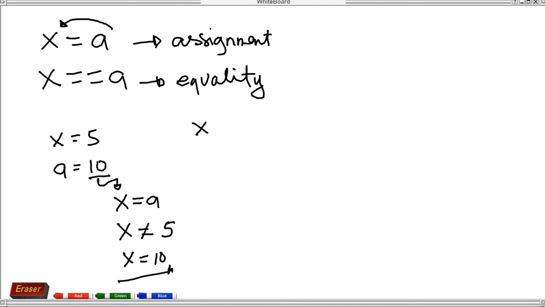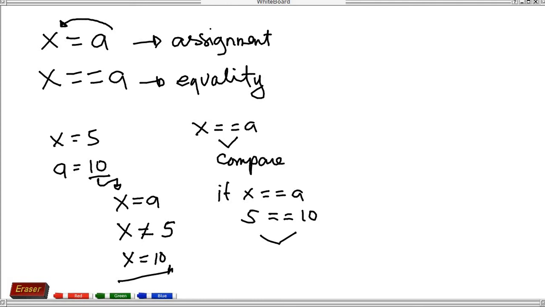Now, if you're going to say x equal equal to a, that means that you're trying to compare. So, if x is equal to a, that means that 5 is equal to 10. So this is answerable with what? Yes or no. Are they equal? Of course, that will be no. But if the value of your a is 5, therefore 5 equal to 5, of course the answer is yes. That's the difference between the two.